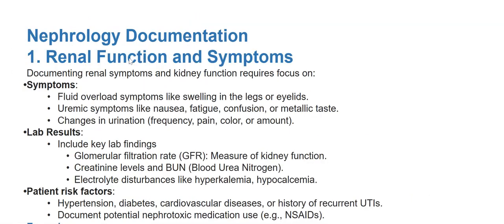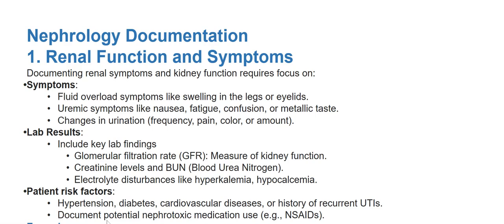Nephrology documentation: renal function and symptoms. Documenting renal symptoms and kidney function requires focus on symptoms: fluid overload symptoms like swelling in the legs or eyelids, uremic symptoms like nausea, fatigue, confusion, or metallic taste, and changes in urination frequency, pain, color, or amount. Lab results include key lab findings: glomerular filtration rate (GFR), a measure of kidney function, creatinine levels, and BUN, which is blood urea nitrogen, and electrolyte disturbances like hyperkalemia and hypocalcemia.